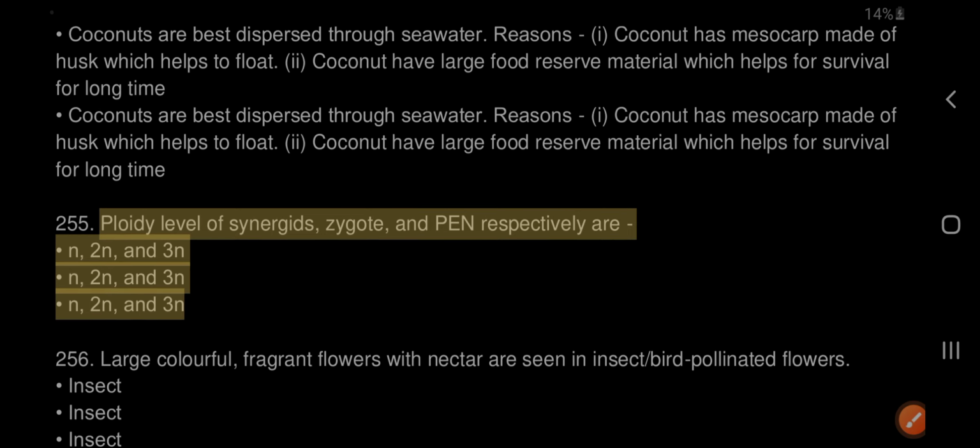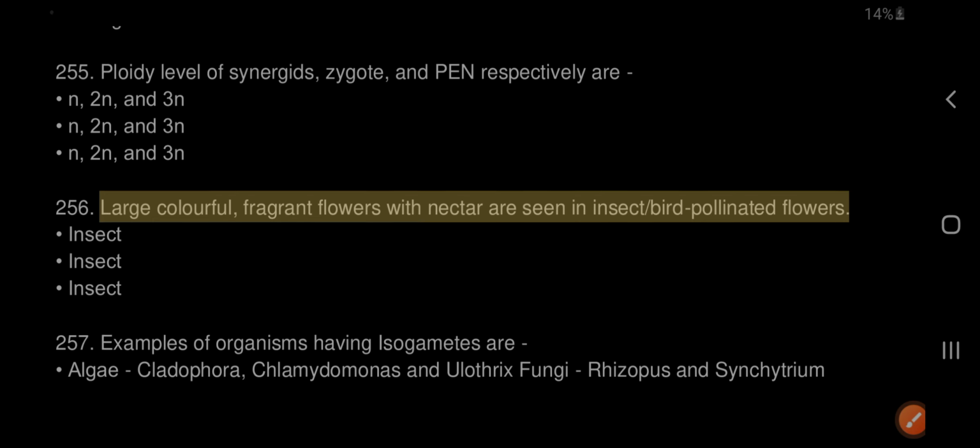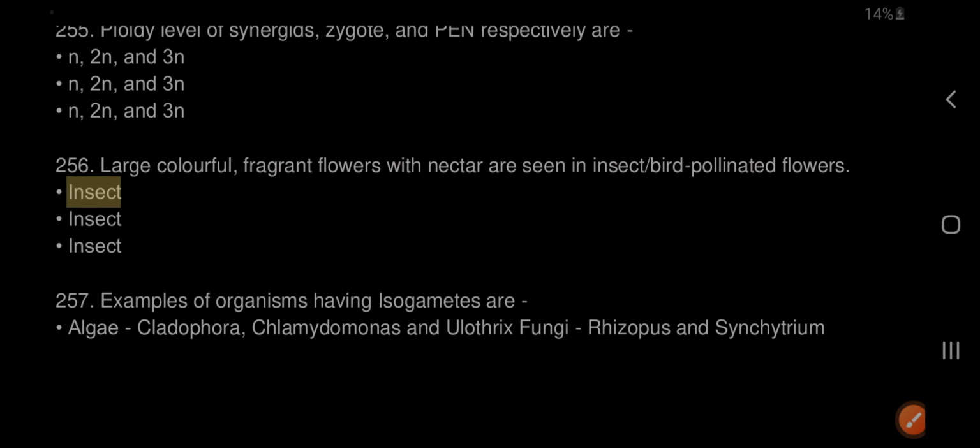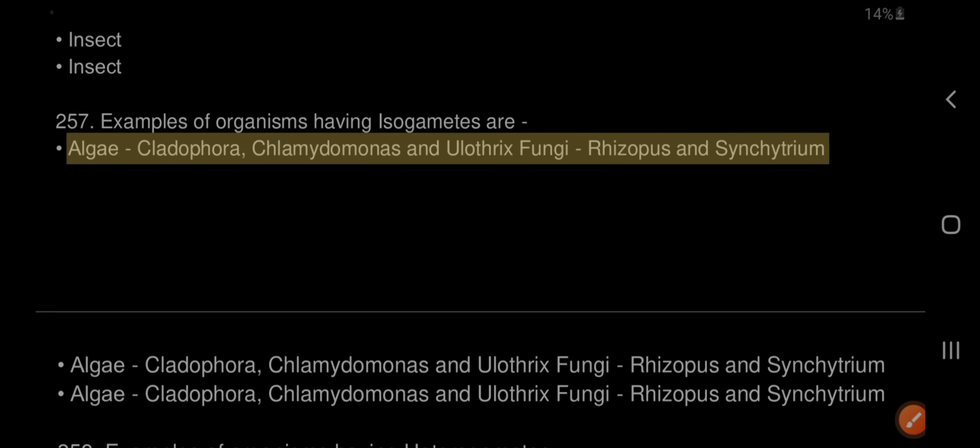256. Large, colorful, fragrant flowers with nectar are seen in insect-pollinated flowers. 257. Examples of organisms having isogamy are algae: Cladophora, Chlamydomonas and Ulothrix; fungi: Rhizopus and Synchytrium.